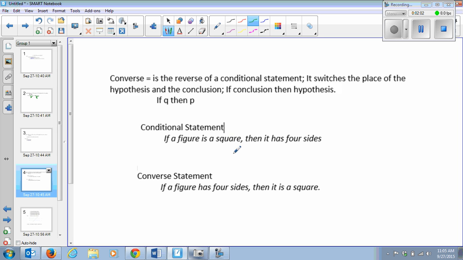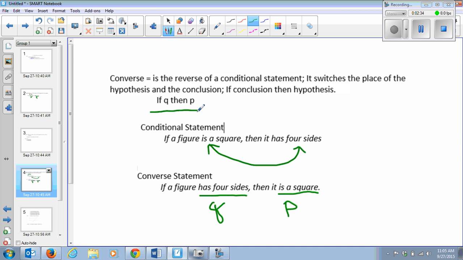We are going to flip the position of our hypothesis and our conclusion. Here's our converse statement now. If a figure has four sides, then it is a square. Notice that we switch the position of our conclusion and our hypothesis, better known as P and Q. So a converse is basically the reverse of a conditional statement. We switch the place of the hypothesis and conclusion. And here's the statement we would use.